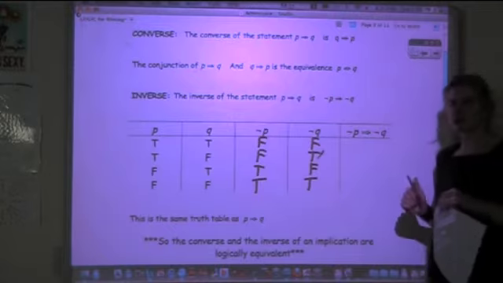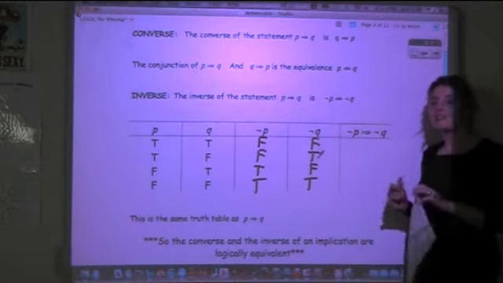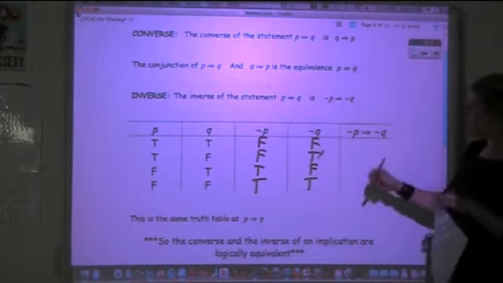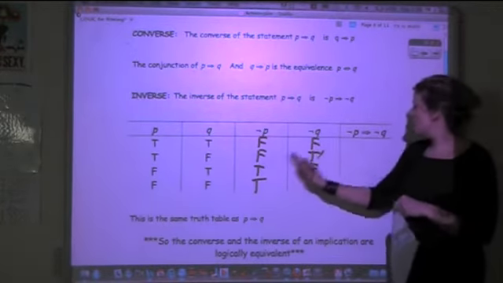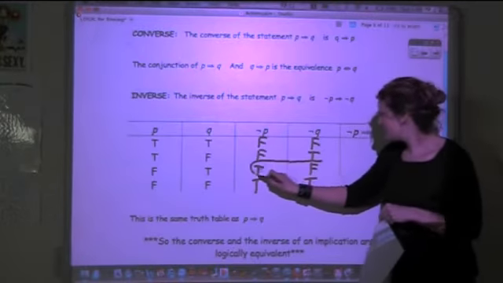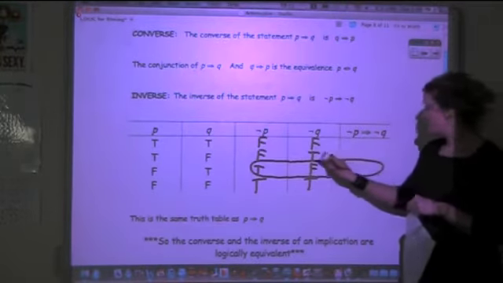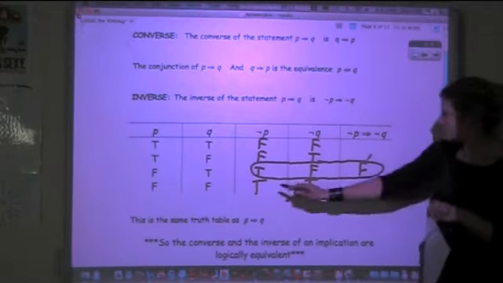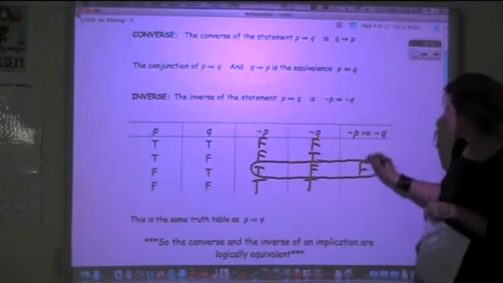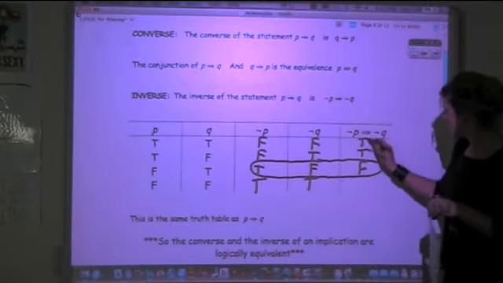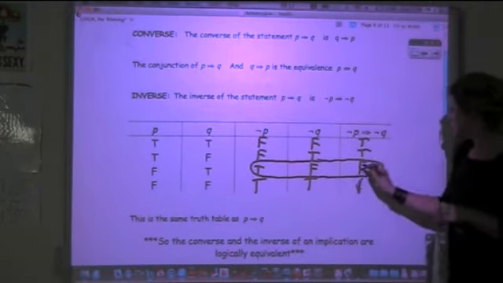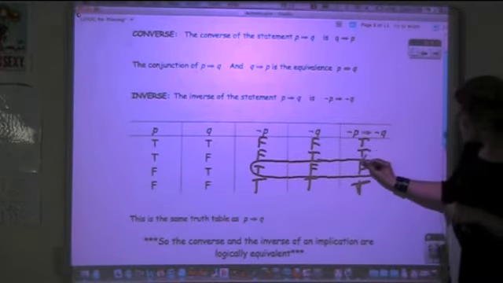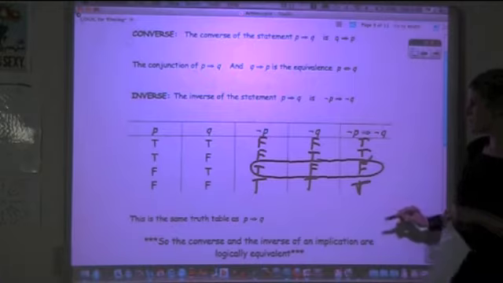Remember about implication? The implication is that true friends are forever true. So if we've got true friends forever, there's no other TF, so that's okay. Everything else is true. So we've got true, true, false, true.